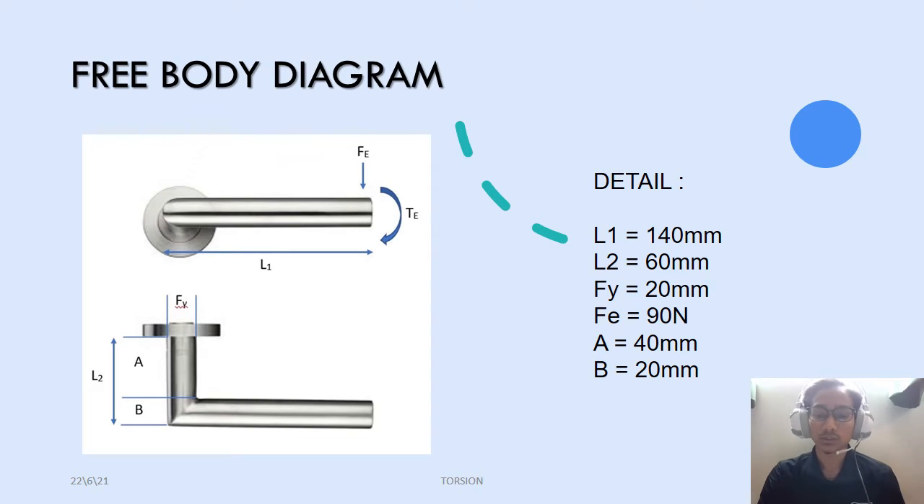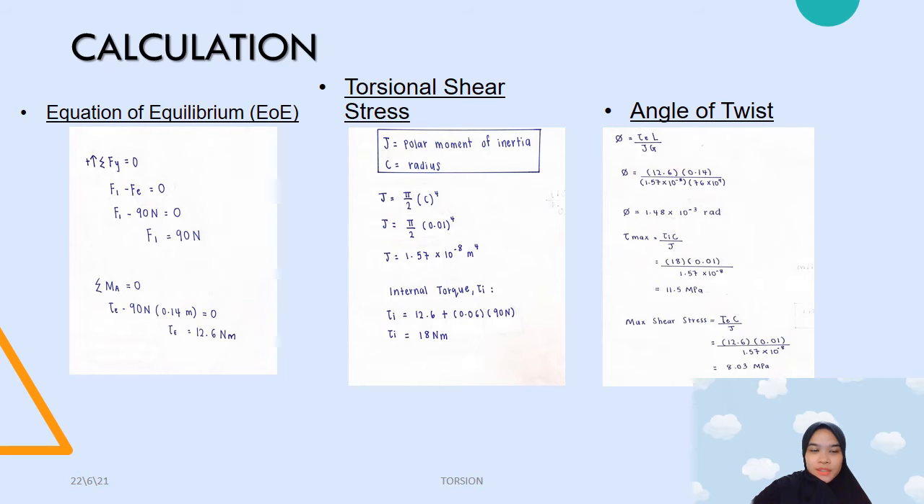For the next slide, I will show about the detail of free body diagram that we can determine the equation of equilibrium, torsional shear stress, and angle of twist. The detail of this free body diagram will go through about for the calculation. And for the force Fe, we assume that 90 Newton. For the next slide, I will pass to my friends about the calculation. Thank you. Now let's proceed to the calculation.